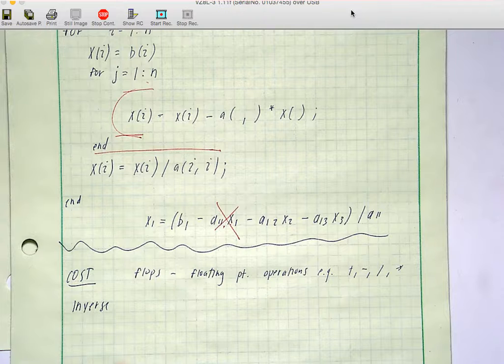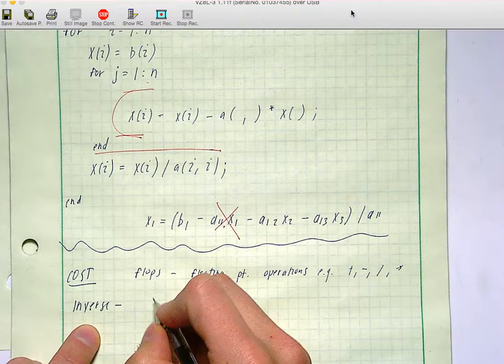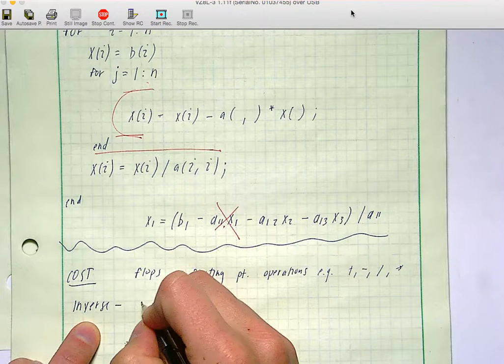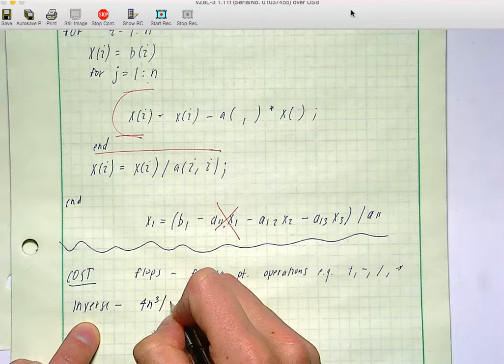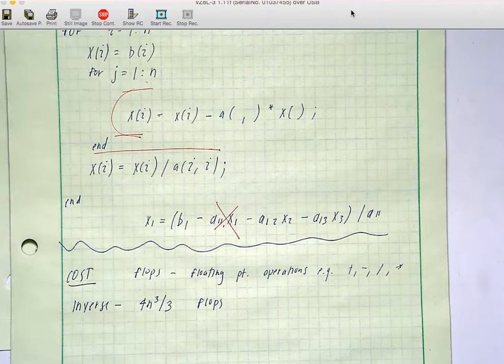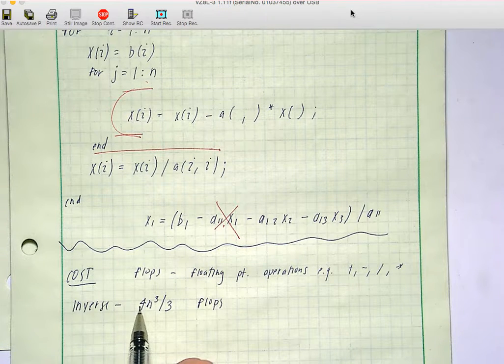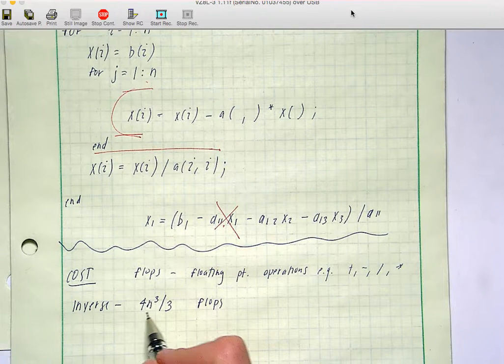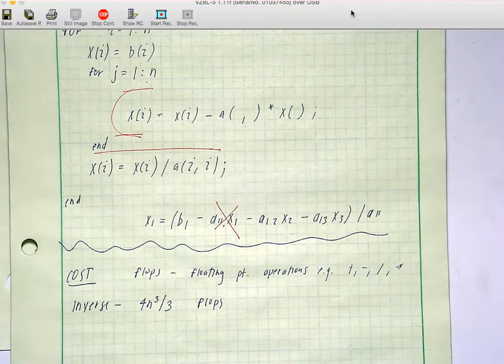So, for example, if you use the inverse method, and this is all generalized to a system of n equations and n unknowns, the cost of that method is 4n cubed over 3. So what does that mean? If you had a 10 by 10 system, you would take 10 cubed, multiply it by 4, and divide it by 3, and that would be how many floating point operations the inverse method costs to solve that system.